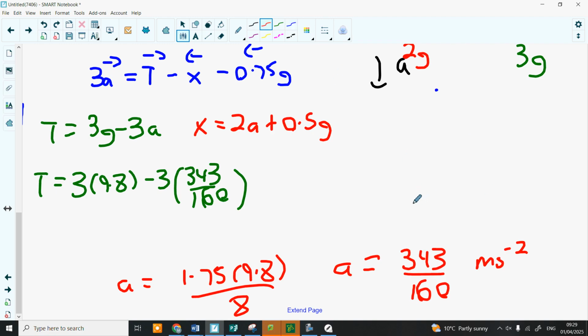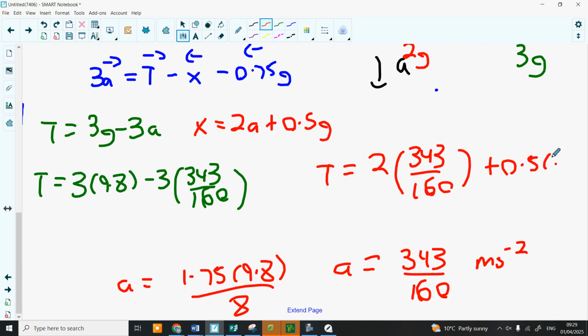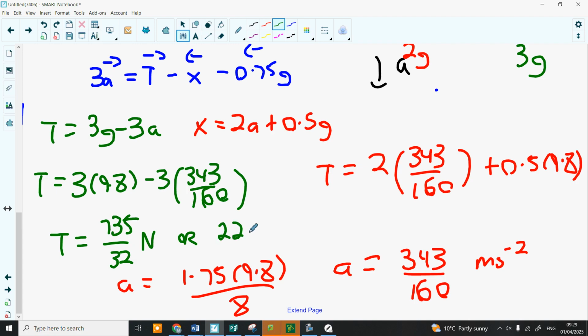Here's your one: 2 times 343 over 160 plus 0.5 times 9.8. So one of you is going to give me the green one. What did you get? 735 over something newtons. Yeah, and roughly as a decimal. Okay. And the other one, 147 over 16. Yeah.